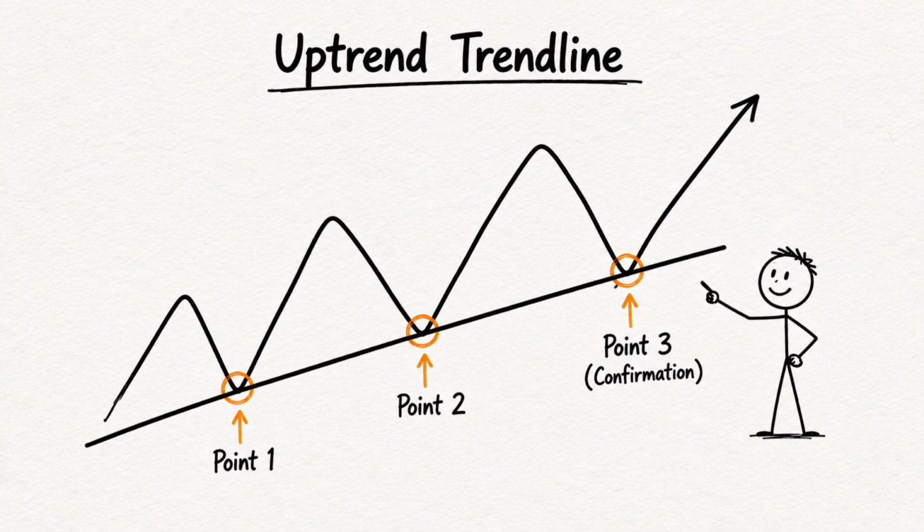Now take support and resistance and rotate it. You get trend lines. An uptrend can be visualized by connecting higher swing lows. A downtrend can be visualized by connecting lower swing highs. 2 points create the line. A third meaningful reaction can provide stronger evidence that the market is respecting it.